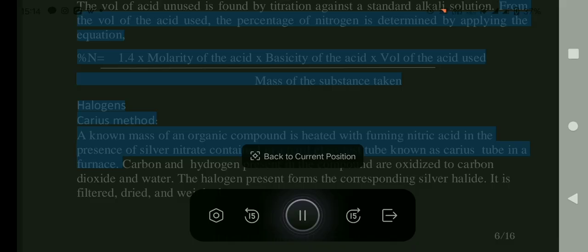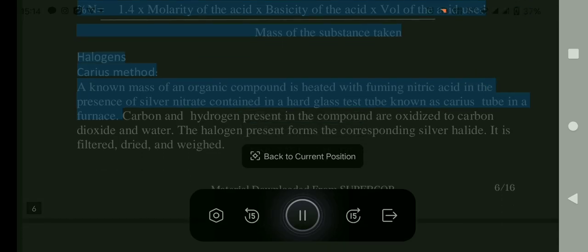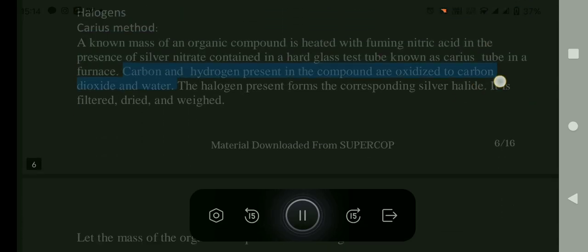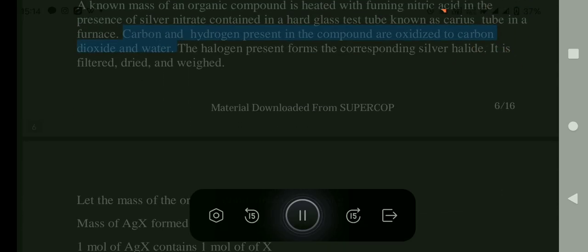Halogens, Carius method. A known mass of an organic compound is heated with fuming nitric acid in the presence of silver nitrate contained in a hard glass test tube known as a Carius tube in a furnace. Carbon and hydrogen present in the compound are oxidized to carbon dioxide and water. The halogen present forms the corresponding silver halide. It is filtered, dried, and weighed.